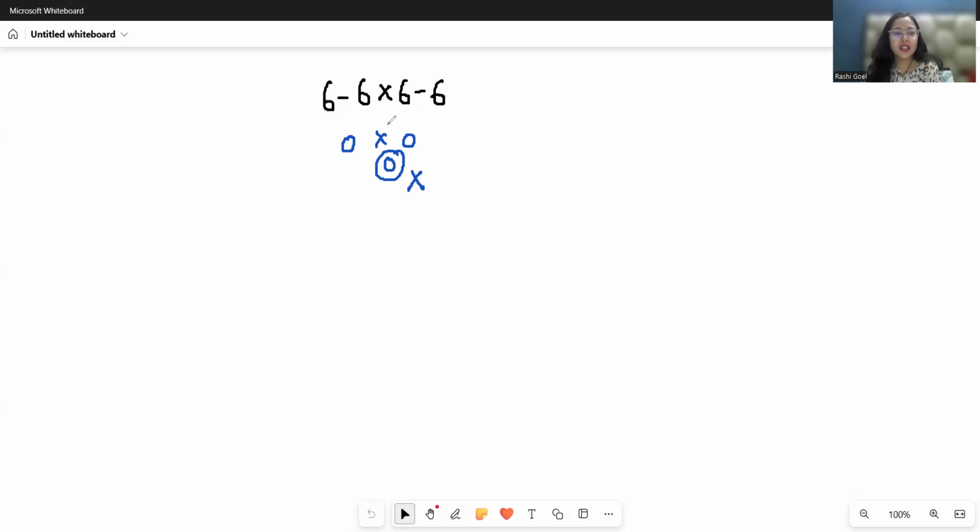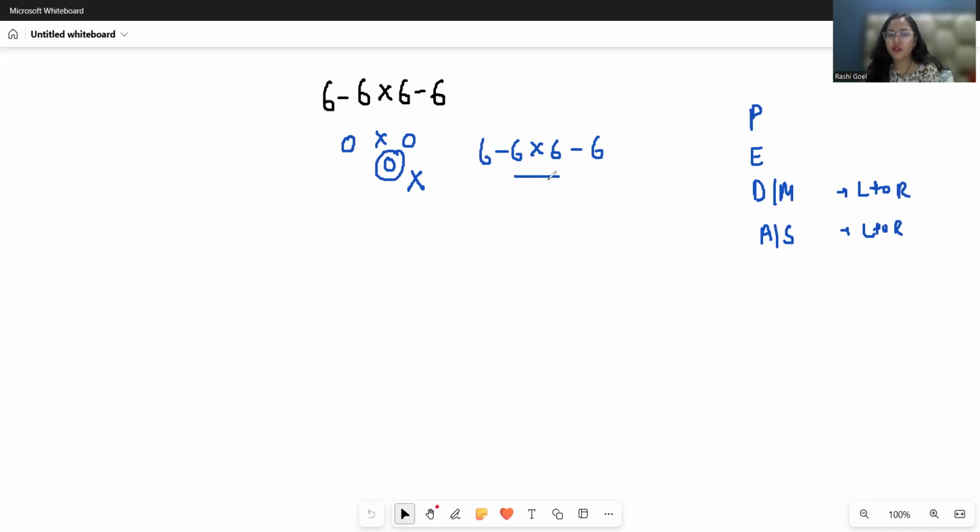So now solve this: 6 minus 6 times 6 minus 6. We are going to follow the order of operations, which is also known as the PEDMAS or PEMDAS rule. First, you have to solve the parenthesis if given, none in this expression. Then exponent, then division, multiplication, both have the same priority, just solve from left to right. Then addition and subtraction from left to right. So here, 6 minus 6 times 6. First we have to solve the multiplication, that is between 6 and 6, which is 36. So 6 minus 36 minus 6. 6 minus 36 is minus 30, minus 6, which is equal to minus 36.